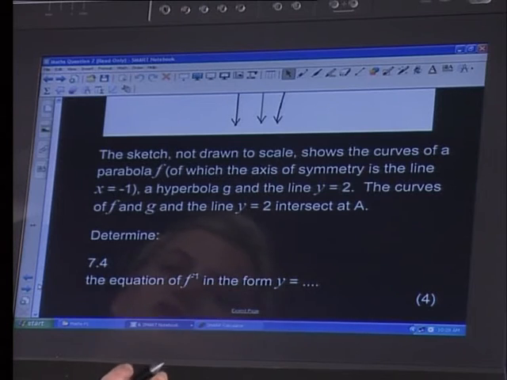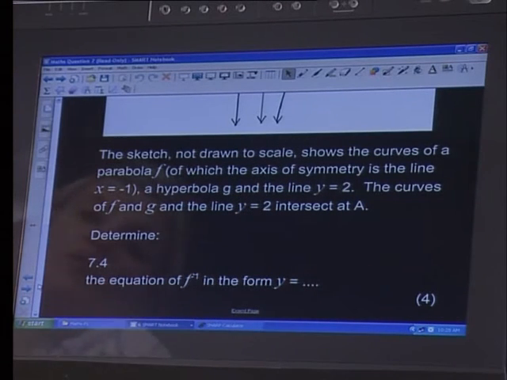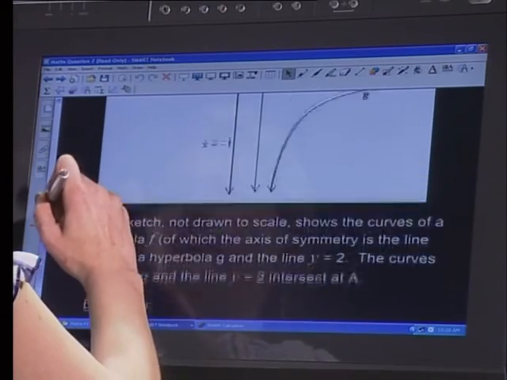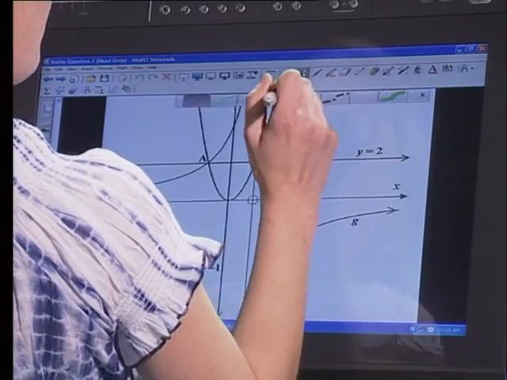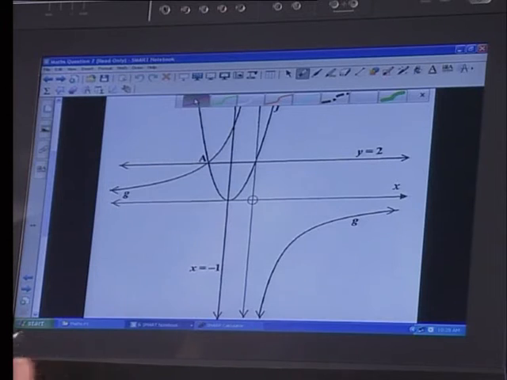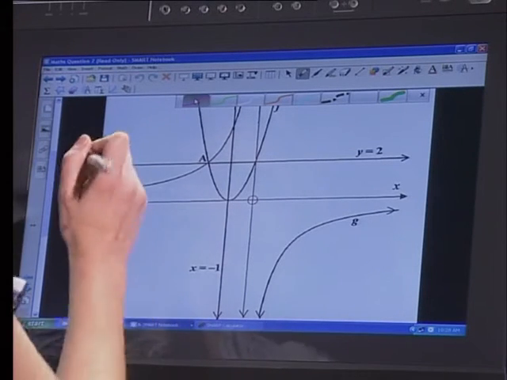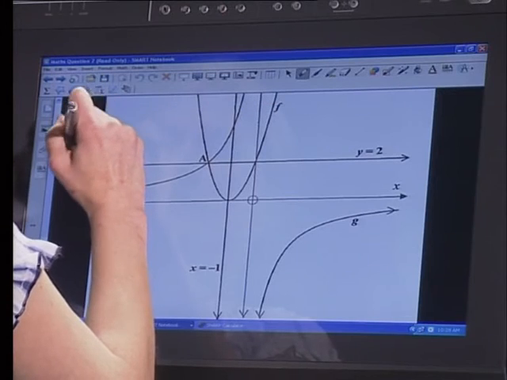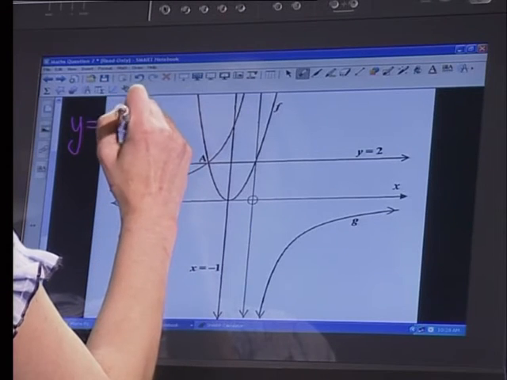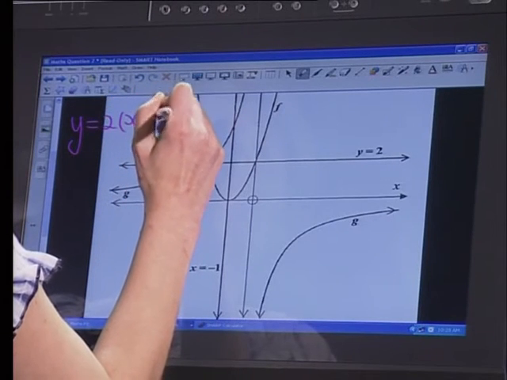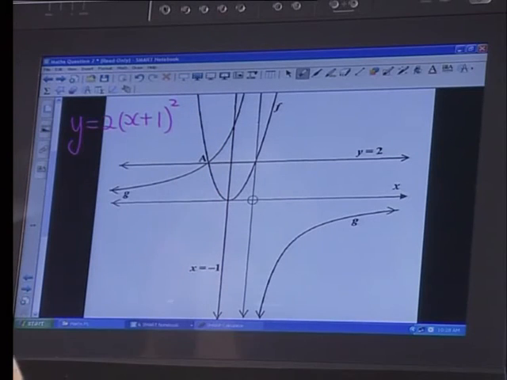The next question, 7.4, is determine the equation f⁻¹ in the form y equals. So what they want from us is the inverse of our graph f. Now let's go back to our graph f. Alternatively, we could see it as what would the equation of our graph f be if it was reflected in the line y = x. So let's quickly write out our equation. It was y = 2(x + 1)², if I remember correctly.